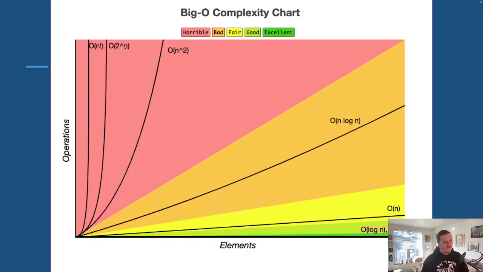2 raised to the n, this would be 2 to the 5th power. Which I believe would be what? 2, 4, 8, 16, 32. So 32 loops for 5 items, which isn't terrible. It's better than, or it's worse than 25. Well, it's still pretty bad. It's horrible.